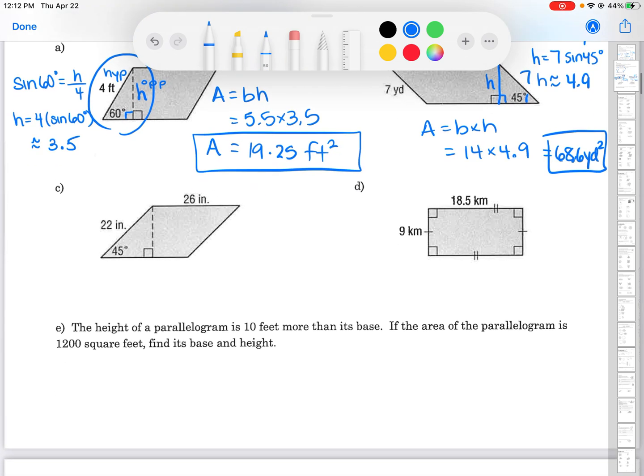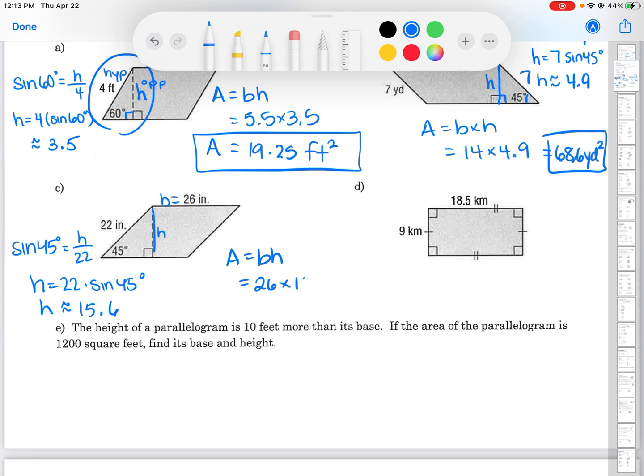All right, let's take a look at the next one. Same thing. Again, we're missing that height. So in order to do it, we need to use sine. Sine of 45 is going to equal the height over 22, which means the height equals 22 times sine of 45. All right, so 22 times sine of 45 is about 15.6. That's my height. This is my base. Area is equal to base times height, so that's going to give me 26 times 15.6. And when I multiply, I'm going to get 405.6.